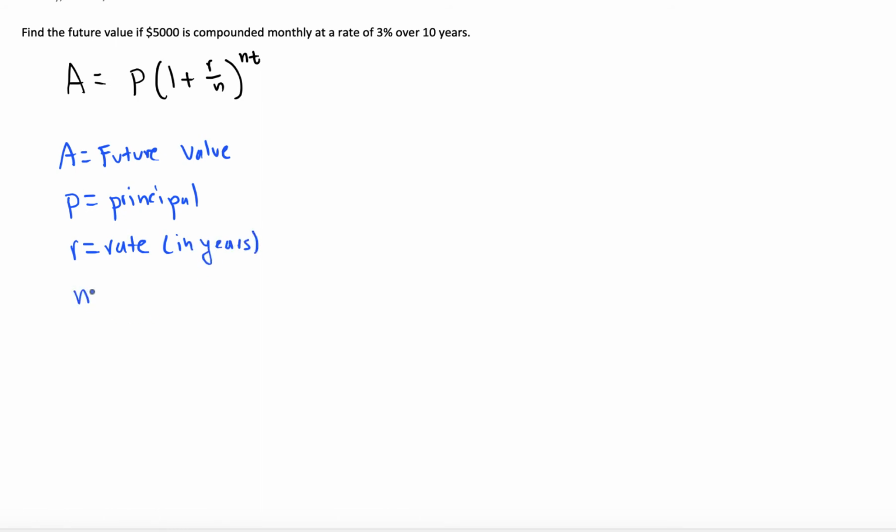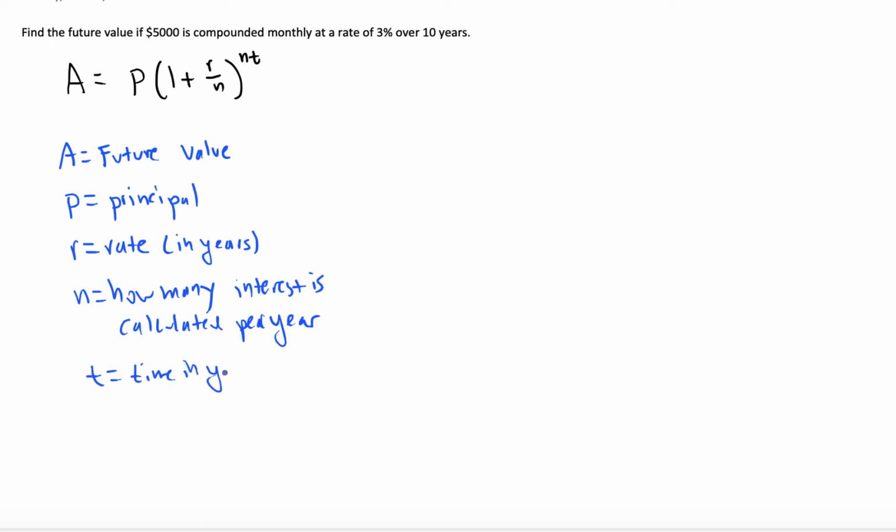n is how many times the interest is compounded per year, or calculated. So we can say calculated or compounded, but how many times interest is calculated per year. And then t is just the time in years. So we basically just have to plug everything into this formula. The key point is obviously the rate should be as a decimal, to plug these into your calculator correctly.